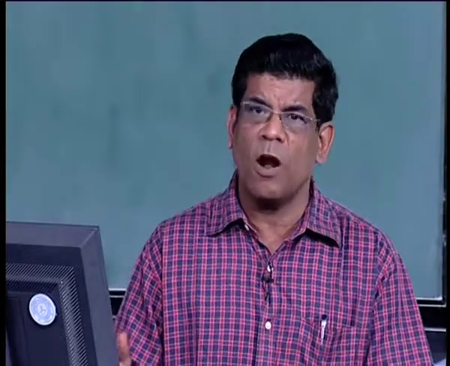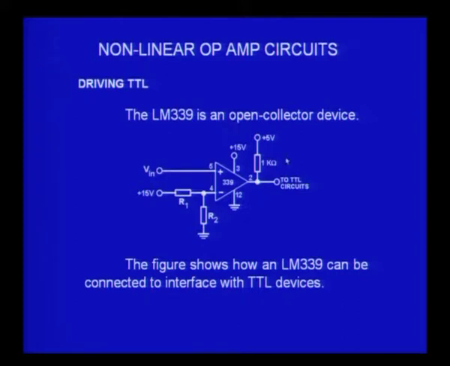So, manufacturers have made comparators exclusively for comparing voltages, and not for amplification, and therefore those will have much better slew rate behavior, and therefore I have given one example of LM339, which is an open collector device. The advantage of having an open collector device is to restrict the output voltage to any desired levels.